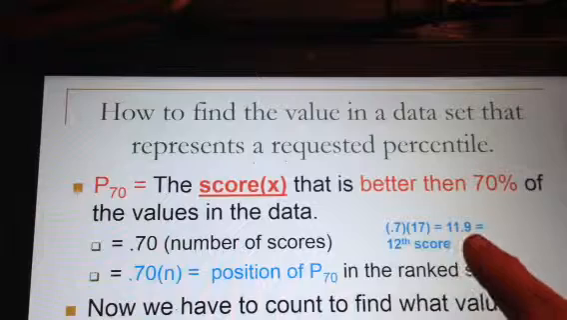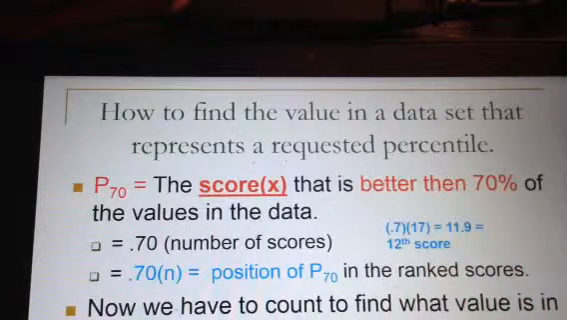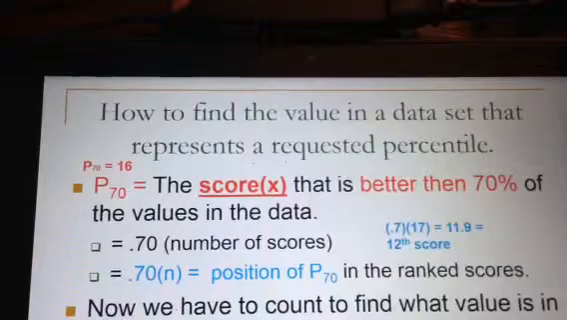And 0.7 times 17 is 11.9. So that would be the 12th score, which would be 16. So P70 equals 16. And that's saying that 16 is better than 70% of the scores.